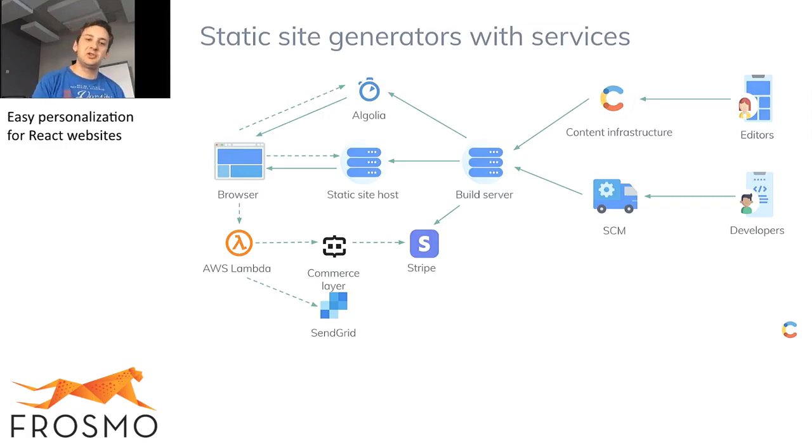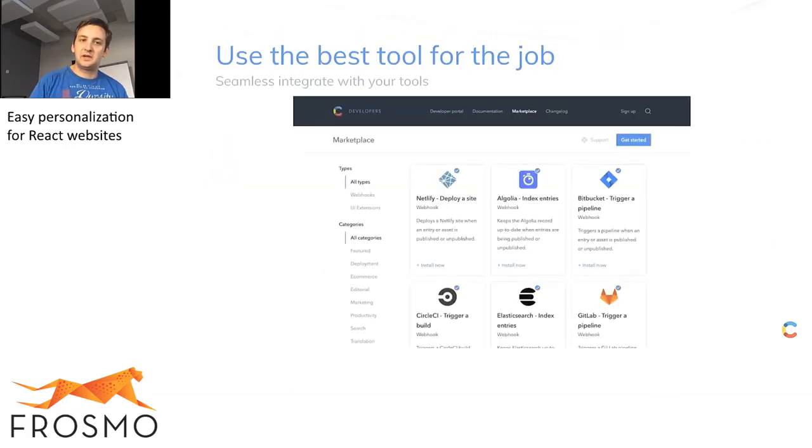You might have a search engine like Algolia. You have an e-commerce tool. You have personalization like Frosmo. There's a lot of tools that go into any architecture for a modern website. And we believe there's the best tool for every job.